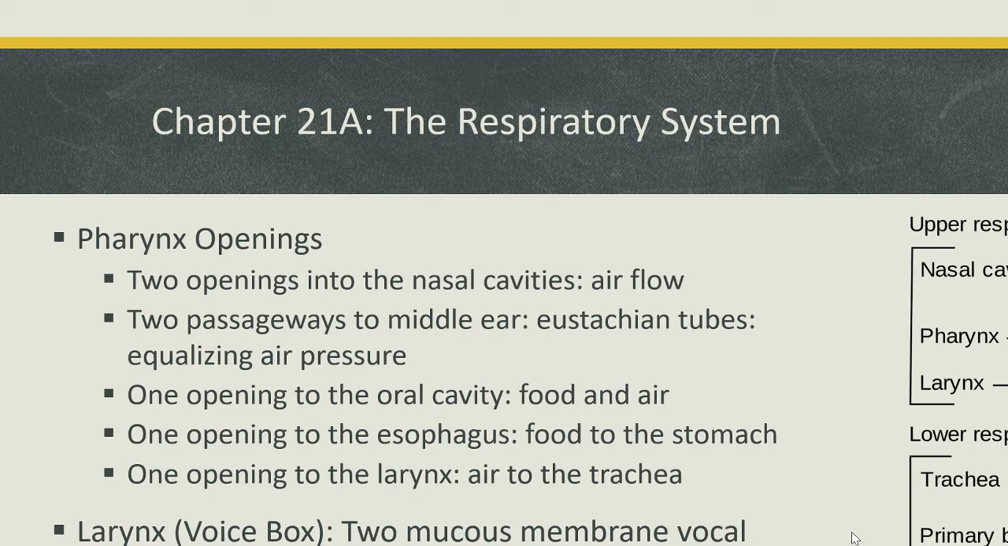All right, then we have something called the larynx, also known as the voice box. And what it is, is two mucous membrane vocal cords or vocal folds. You'll see both terms sometimes, and it's basically a thick band of muscle, and you have two different ones. So mucus covered muscular membrane is what it is, and the opening between them is called the glottis.